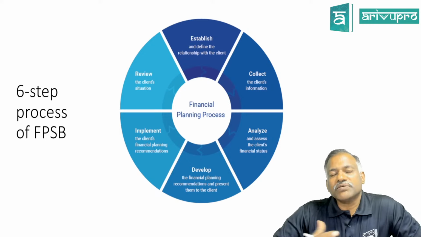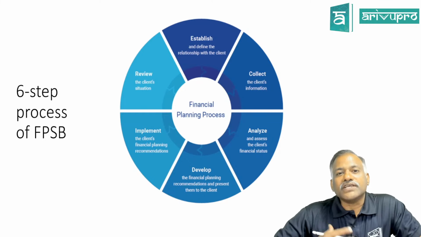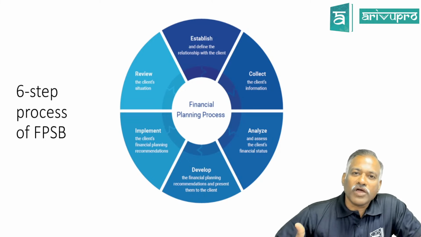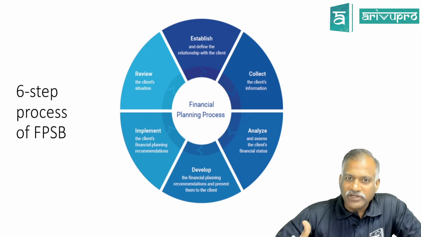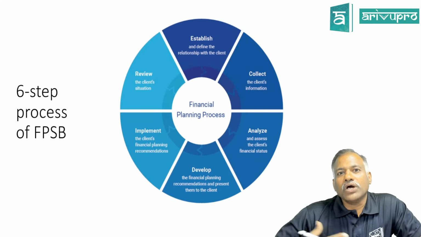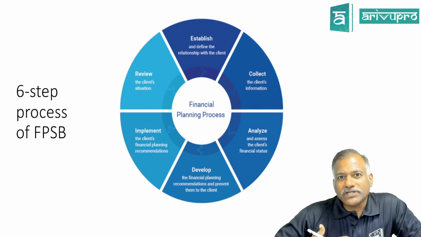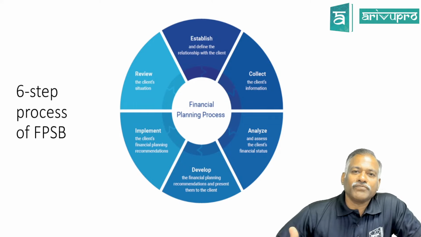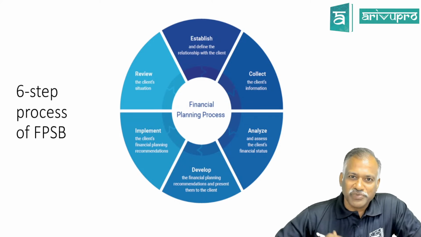Now, what does this 6-step process include? It includes establishing the relationship with the client, wherein you try to understand what his requirements are and what it is you bring to the table, right? The engagement conversation, what is it that you are trying to help the client with. So in establishing the relationship, you try to ensure that you and your client are on the same page with respect to the engagement.